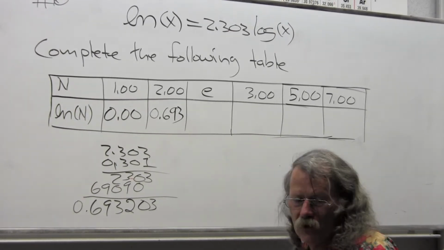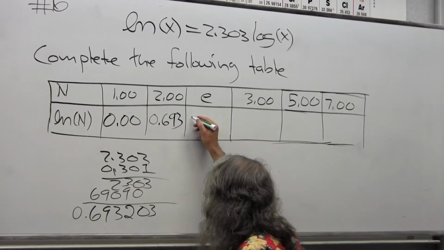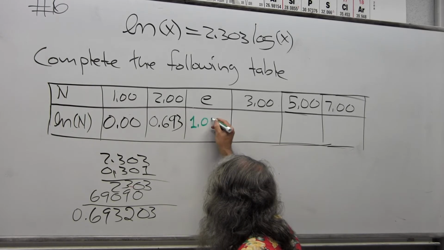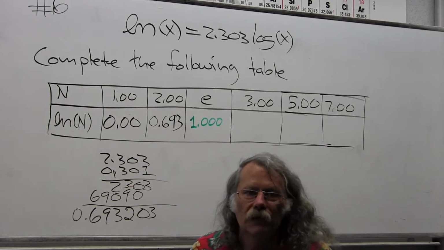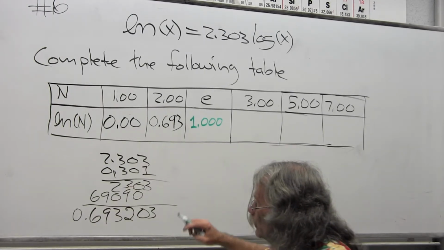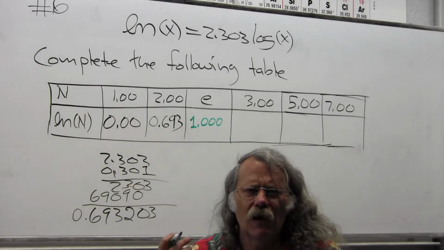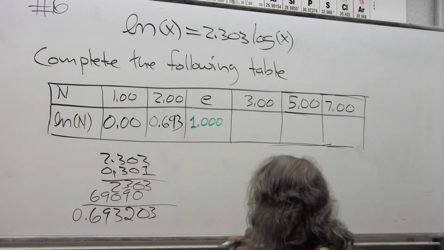Now, as far as e is concerned, the natural log of e, that's a real tough one. e to the 1 is equal to e. So that's the exponent that e is taken to be e. So this one, just by definition, is easy to do.